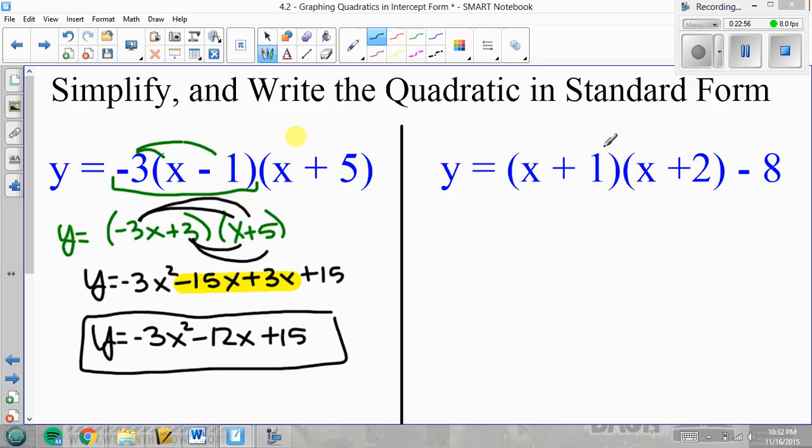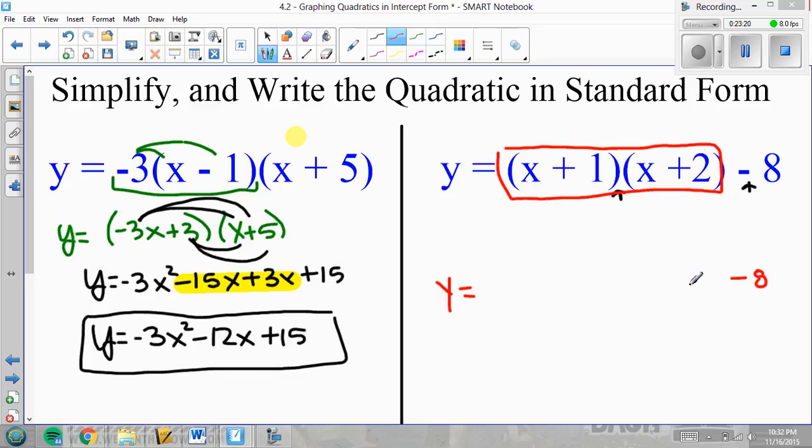Okay, now if you look at this second one, think of your order of operations. Do you multiply first or do you subtract? Right, you want to multiply first. So just like you were doing, I want you to distribute your x plus 1, x plus 2, and at the very end, you'll subtract 8. Okay, so once you distribute, you're going to fill that in here, and then tack on that minus 8 at the end for when you're simplifying.